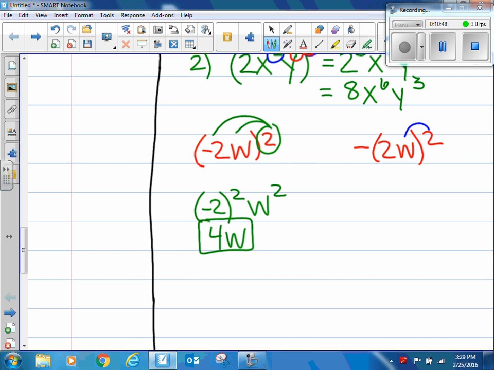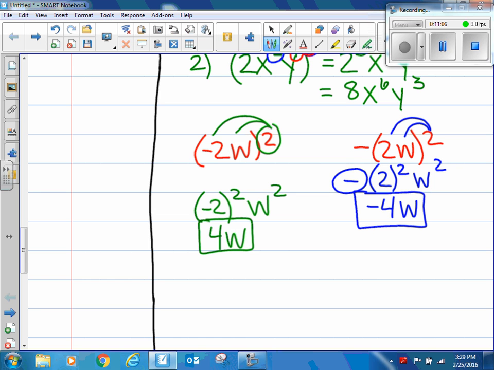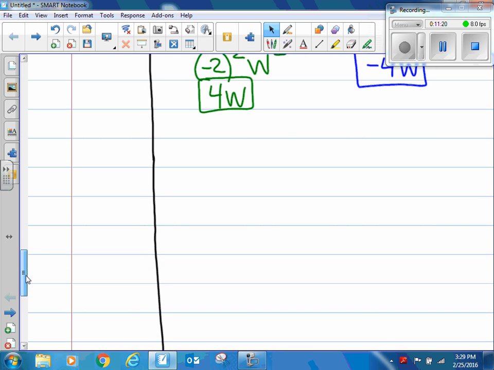Over here, bring down this negative, I have 2 squared w squared. Well, 2 times 2 is 4w, but this negative right here has to come down in front. So now over here I have negative 4w. So this goes back to this thing where I talk about how you have to be very careful with your negatives and making sure that if that's a negative 2 it goes in parentheses, especially when you're inputting these things into the calculator. Okay, so the final thing we're going to do is look at examples of all 3.